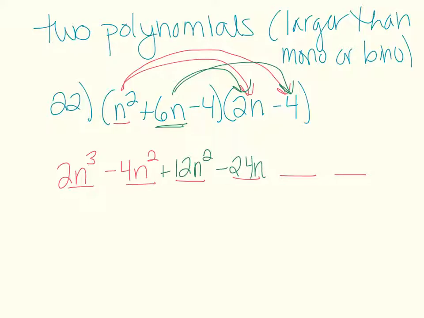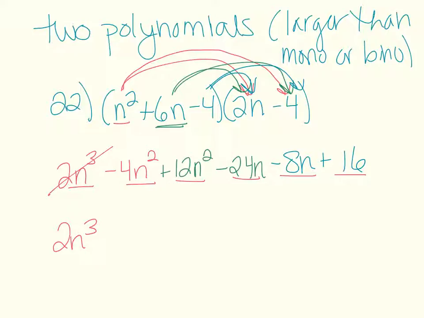And then lastly, take the negative 4 and multiply it by 2n. And so we get negative 8n. And then a negative 4 times a negative 4 becomes a plus 16. So we've ended up with our 6 terms, and now we have to combine anything that is like. So starting with the highest exponent, 2n cubed, there's no other n cubes, so I'm just going to bring that down. Then you have negative 4n squared and 12n squared.